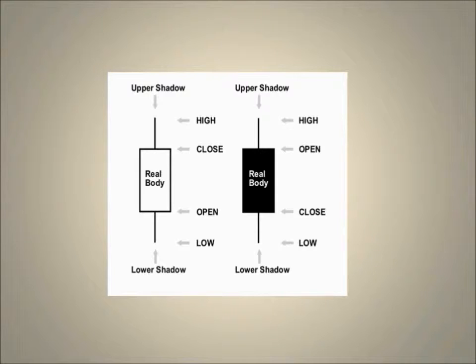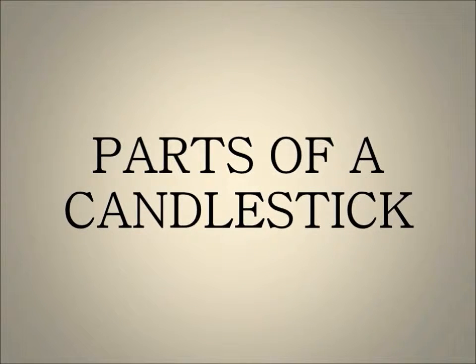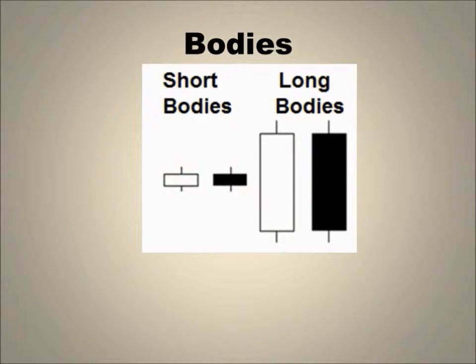As we can see on the white body, the open is on the bottom and the close is on the top, vice versa with the black body. Now, let's look at parts of the candlestick. Here we have pictures of the bodies. On the left, we have the short bodies of the bearish and bullish candlestick. And on the right, we have the long bodies of the bearish and bullish candlestick.